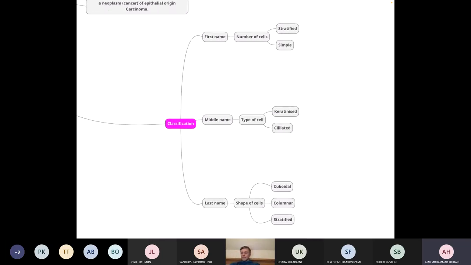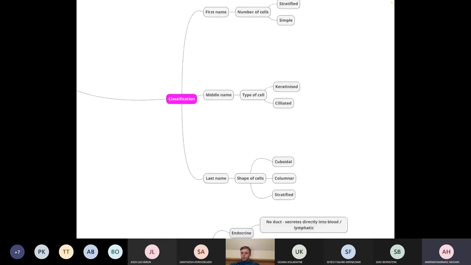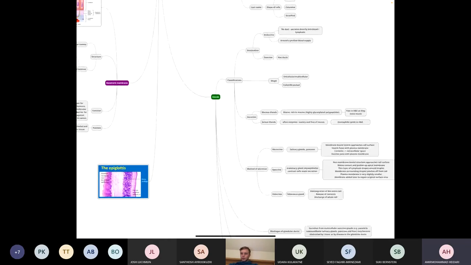So this is a way to help you with the classifications. One of my colleagues made this, and I really like this format. You can use it to remember it, but I just sort of remembered it. And yeah, so this is for your reference. You can use this. So numbers of cells can be stratified or simple, then types of cells and shape of cells.